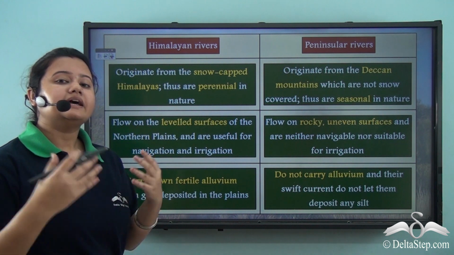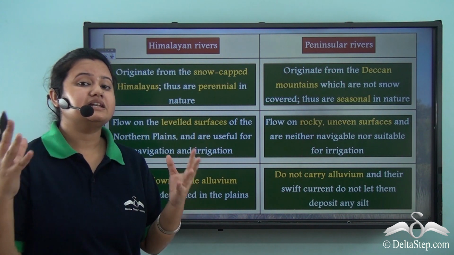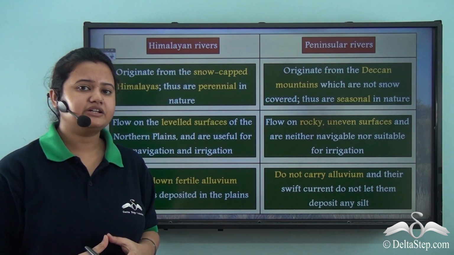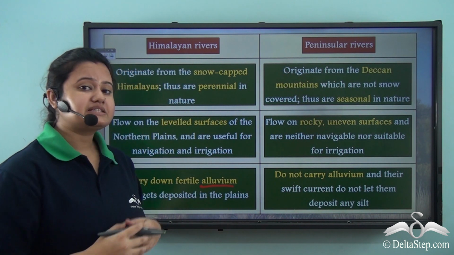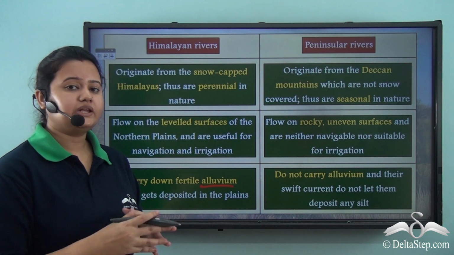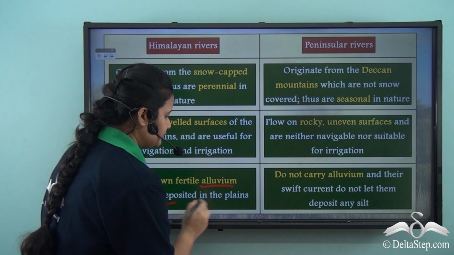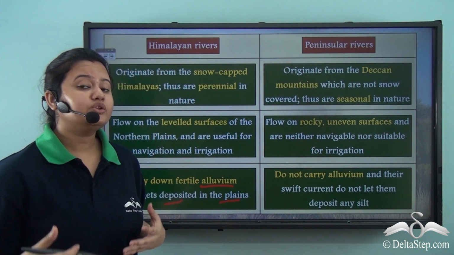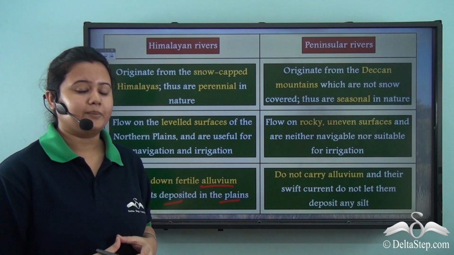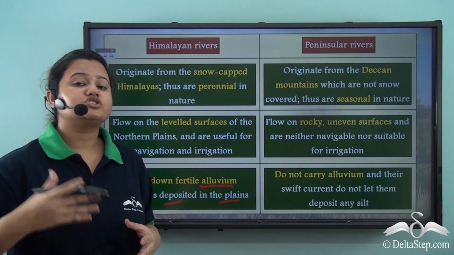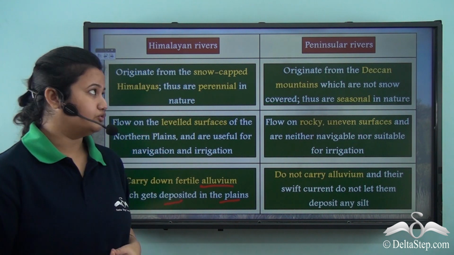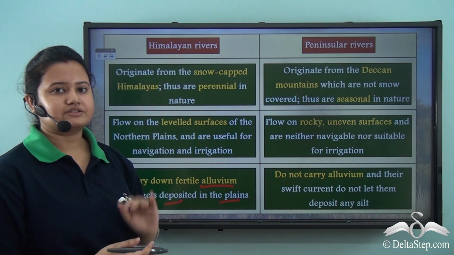Well, again, the Himalayan rivers are quite large and mighty and they carry down huge amount of silt and alluvium. This silt and alluvium eventually get deposited in the plains, and this is how the northern plains of India are formed. That is, the northern plains are formed due to huge deposition of silt and alluvium by the Himalayan rivers.